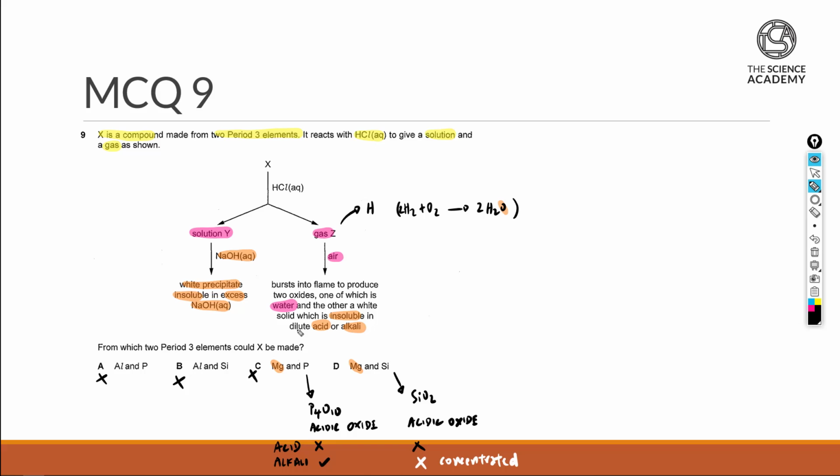Now, if you take a look back at the question, they use a dilute alkali, and therefore this is the reason why there is no reaction. Silicon should have been the element that we are looking at to be representative of what is found in gas Z apart from hydrogen. So D is the answer for number 9.